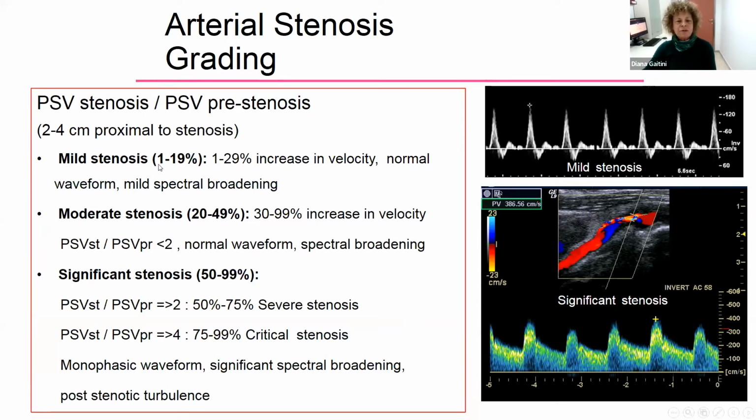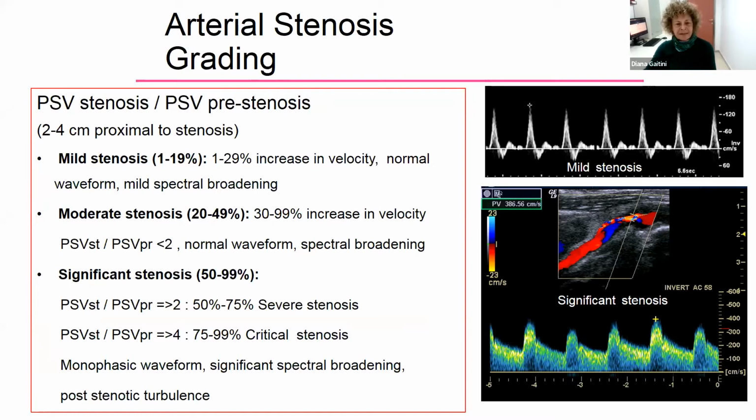A mild stenosis will be up to 19%. We have an increase in velocity lower than 30%. The waveform is triphasic, and we have a mild spectral broadening. With a moderate stenosis up to 49%, the velocity increases up to 99%, so the ratio will be lower than 2. The waveform is still normal, and we have more spectral broadening.